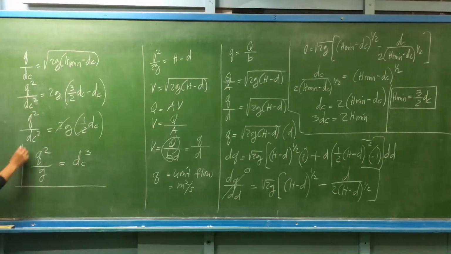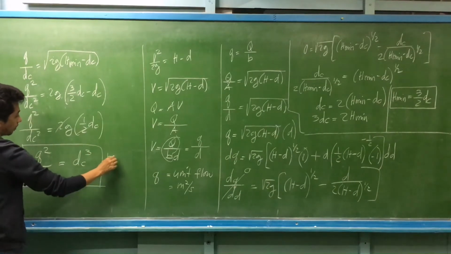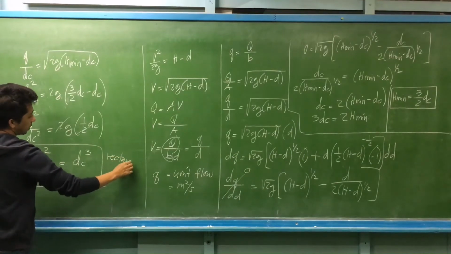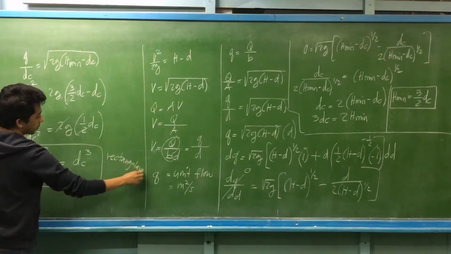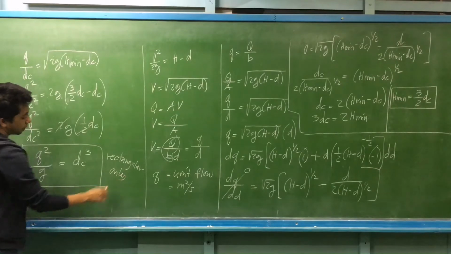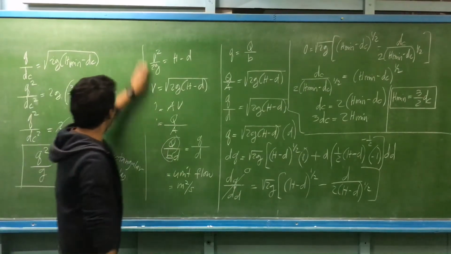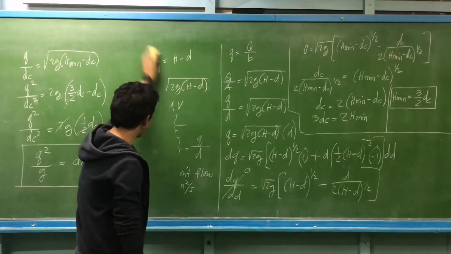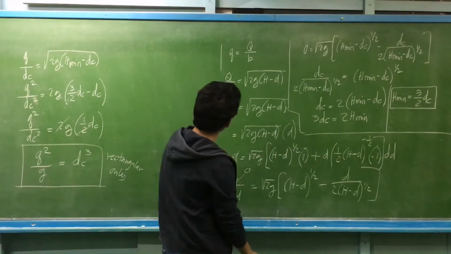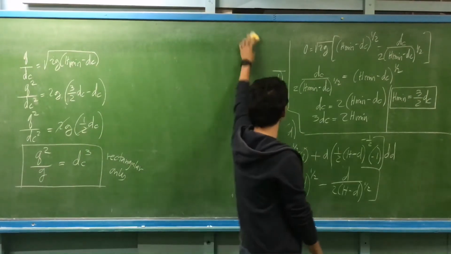So this is the formula for critical depth, but applicable for rectangular channel only. So applicable lang siya for rectangular channels. So how about the other channels like the triangular, trapezoidal, and so on?